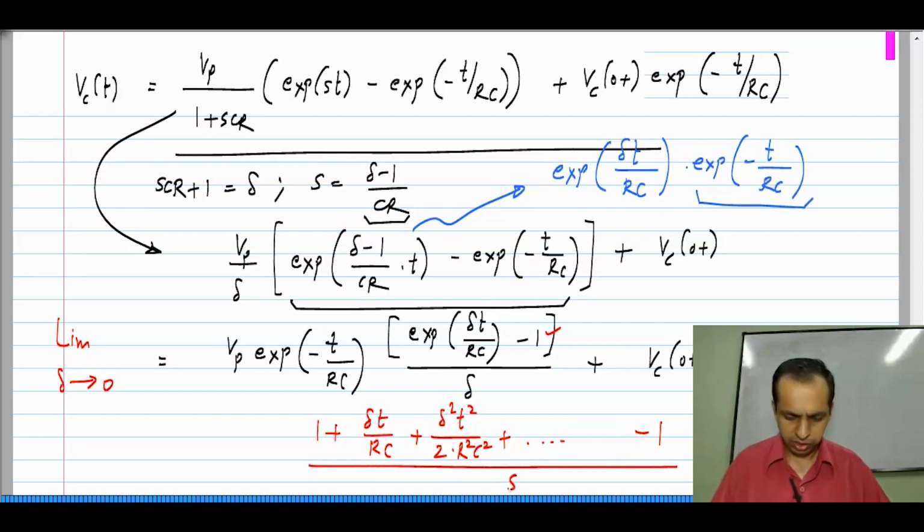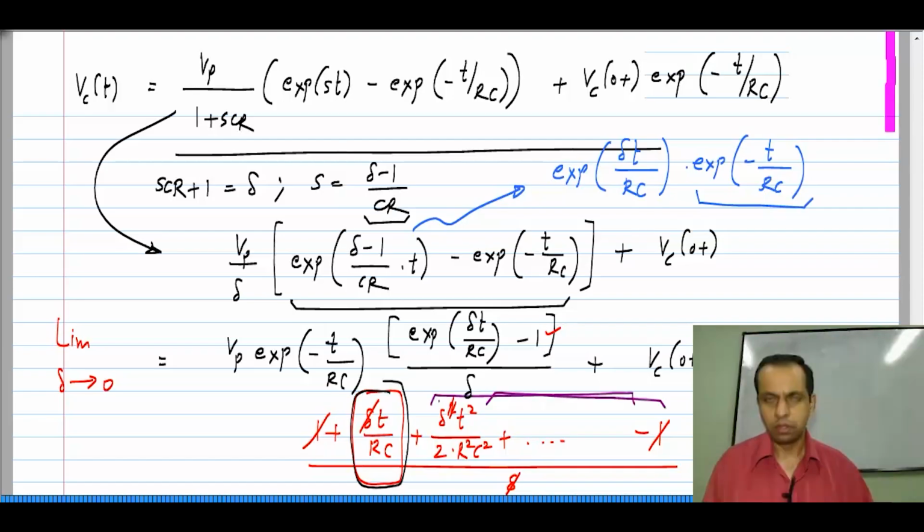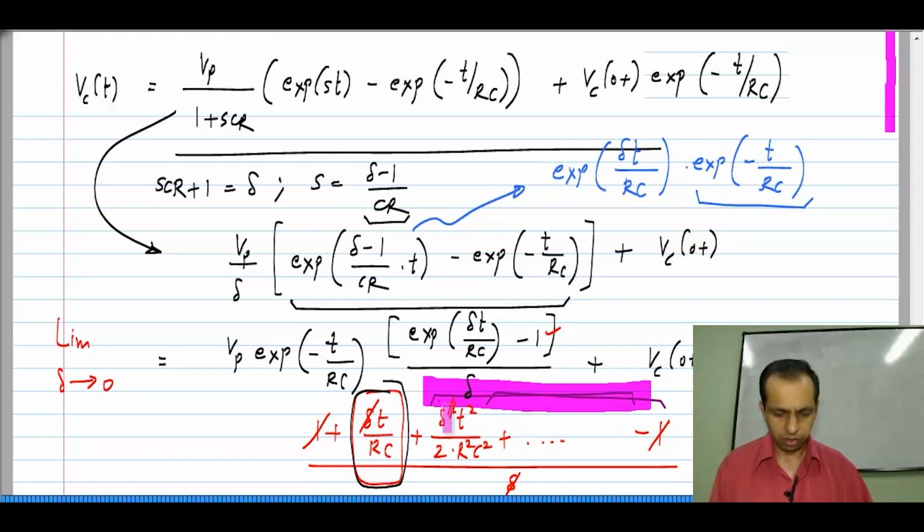The whole thing is divided by delta. So, now this 1 just cancels off with this minus 1, and this delta here cancels with this. So, this term alone is left out without any deltas, whereas all the others will still have deltas. This delta square becomes delta, the next delta cube becomes delta square and so on. So, when you take the limit delta going to 0, all these terms which had delta with a power more than 1 will go to 0. We will be left with only this T by Rc.